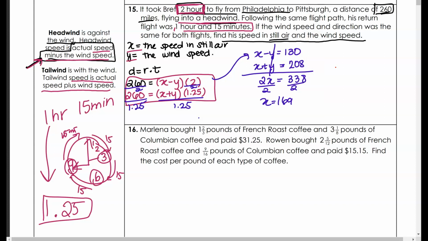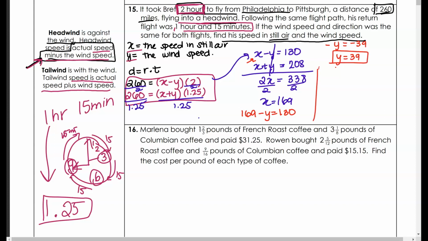Okay. So let's go ahead and take 169, and we're going to look at this first equation here. We have x minus y, and that equals 130. So when I subtract both sides by 169, I'm going to end up with negative y equals negative 39. And so I divide by negative, so I end up with y equals 39.